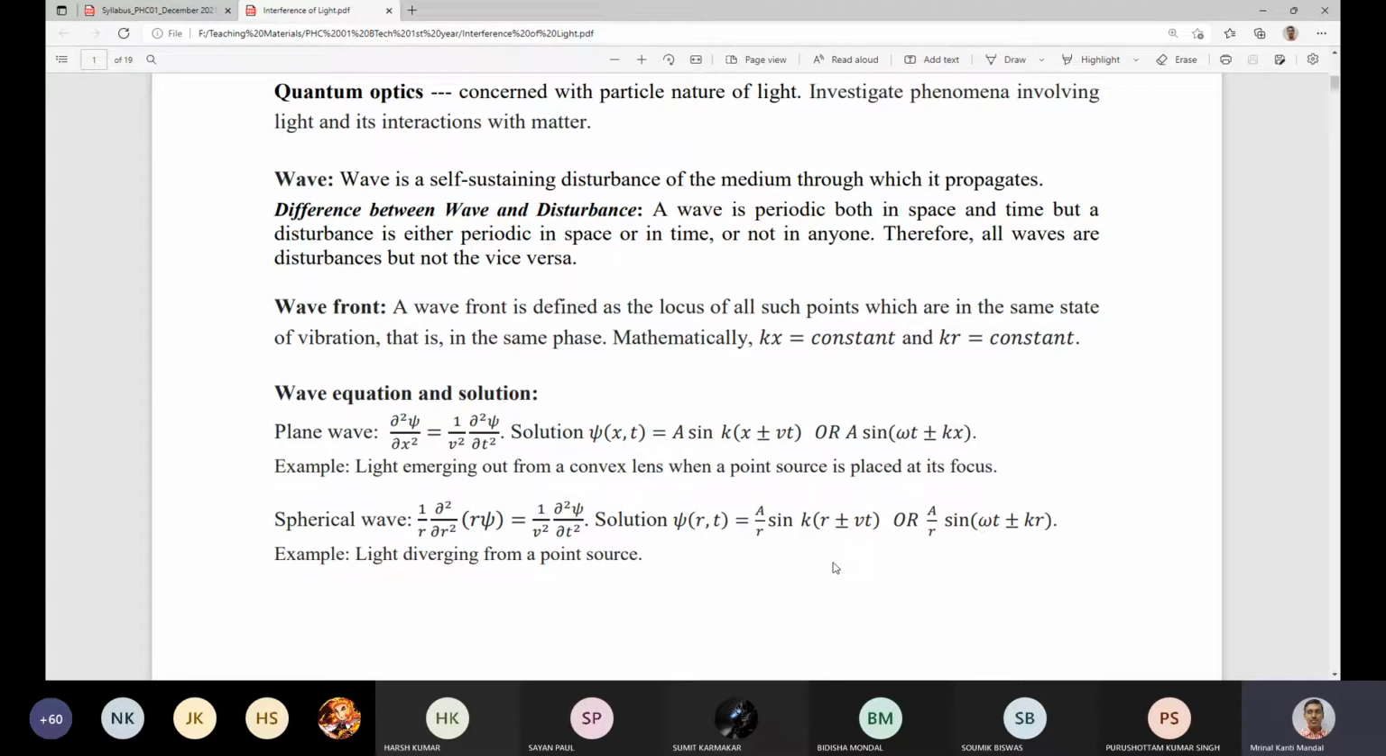A wave is a self-sustaining disturbance of the medium through which it propagates. If this disturbance persists, then the wave will be continuous. If the disturbance is removed, what will happen? The wave will originate and propagate, then after a certain time interval it will be restored to the initial condition, right? But if the disturbance is present, then that can be considered as the source of a continuous wave.